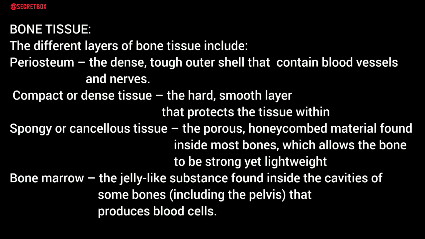Bone tissue. The different layers of bone tissue include: periosteum, the dense, tough outer shell that contains blood vessels and nerves; compact or dense tissue, the hard, smooth layer that protects the tissue within; spongy or cancellous tissue, the porous, honeycombed material found inside most bones, which allows the bone to be strong yet lightweight. Bone marrow is the jelly-like substance found inside the cavities of some bones, including the pelvis, that produces blood cells.